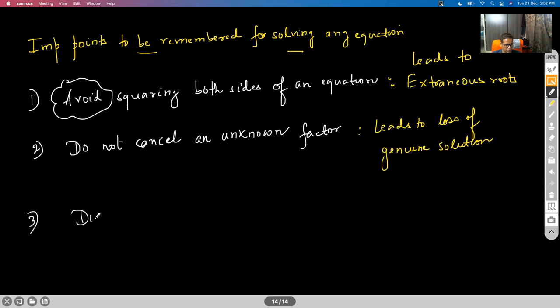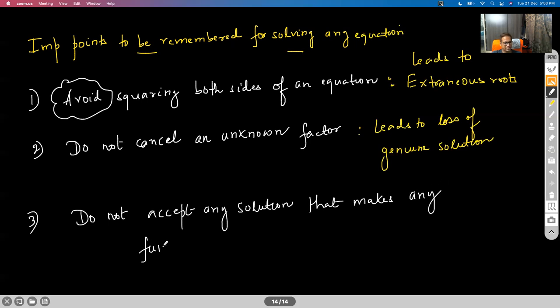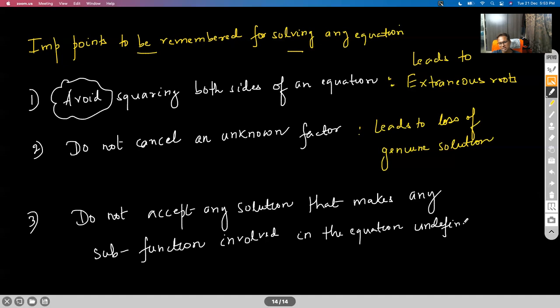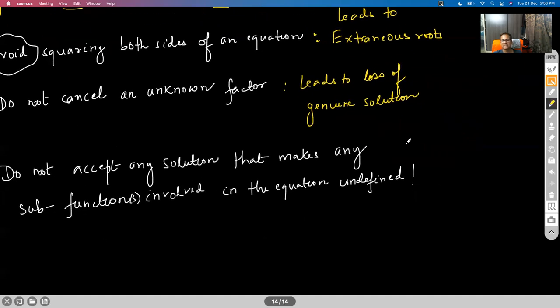Third thing, do not accept any solution that makes any function or any sub-function involved in the equation undefined. Okay. So please do not accept any solution that makes any sub-function or functions involved in the equation undefined. In other words, no solution beyond the domain is acceptable.